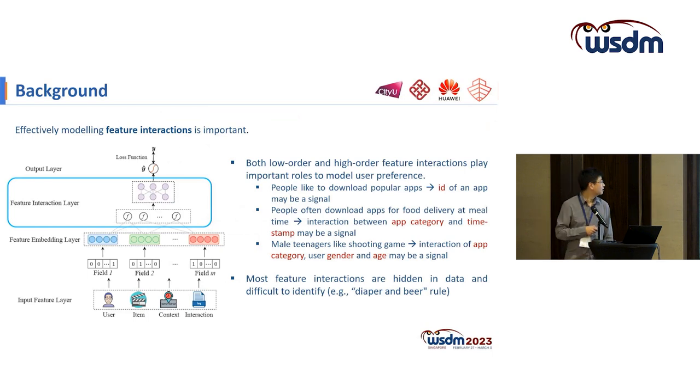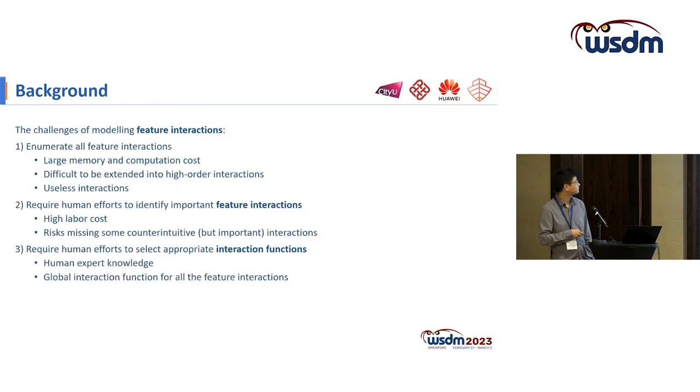As we know, effectively modeling feature interaction is very important. And here are some examples of low-order and high-order feature interactions. But unfortunately, most of these feature interactions are hidden in the data, so it would be very difficult to identify them, such as DAPR and BIRU. So we need some algorithms, some models, to identify such effective feature interactions.